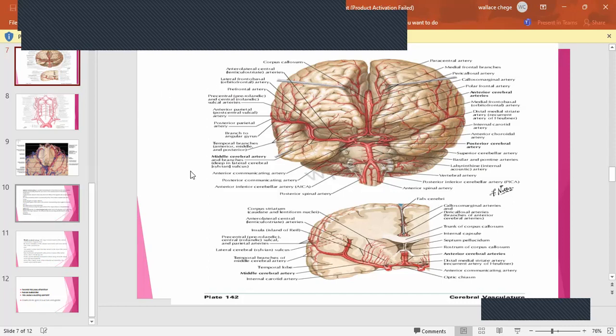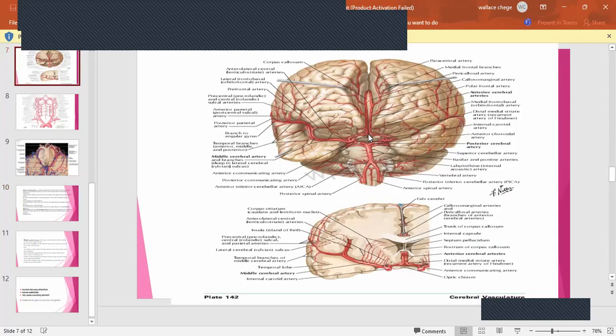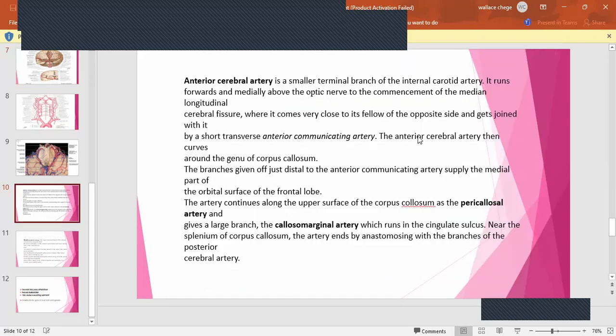After reaching there, it comes very close to its fellow. Remember, there is a right and a left. They are joined by a short transverse anterior communicating artery. You can see here the anterior communicating artery, where they come to lie close. Then the anterior cerebral artery curves around the genu of the corpus callosum.